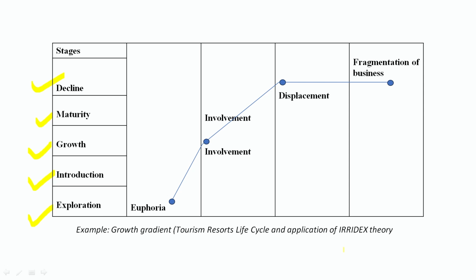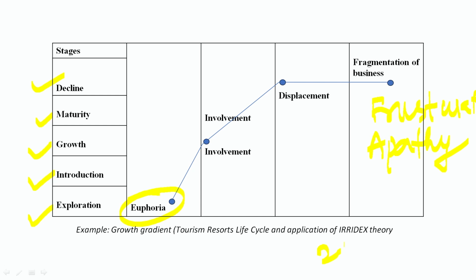This theory explains the change happening in the attitude of people in a locality according to the changes happening in the destination. So, from euphoria, which means everything new, excitement, that changes into a kind of frustration, or you can say apathy, indifference. So, what time does it take?